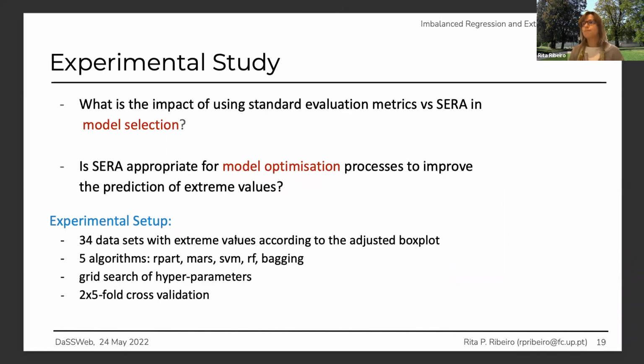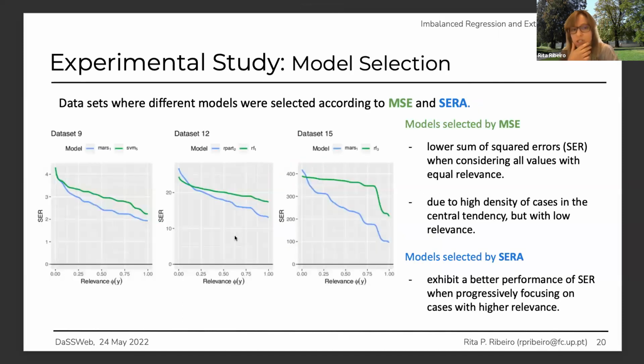And I will show you briefly what we aim to show regarding the capabilities of this metric. We would like to see if this metric is really capable of performing model selection according to our goals, and whether it is appropriate for model selection. So we have a set of data sets with extreme values that we have fetched. We just chose 5 algorithms, performed a grid search of hyperparameters, and performed cross-validation. And our first question is: is this metric able to reflect properly, according to our goals, the best models to be selected?